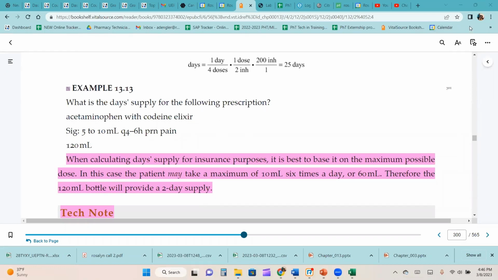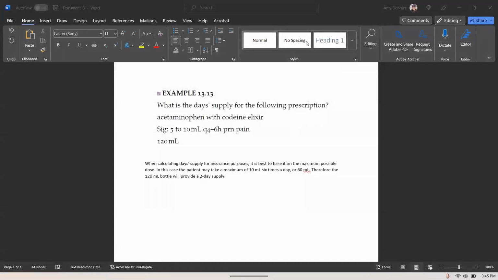Okay, let's do example 13.13. Example 13.13, what is the day supply for the following prescription? Acetaminophen with codeine elixir, 5 to 10 ml every 4 to 6 hours, pain, 120 ml.